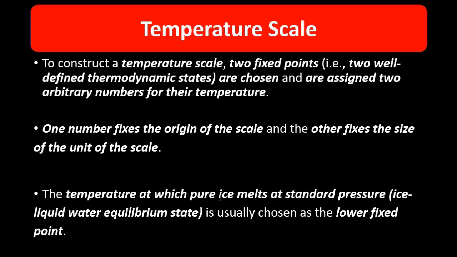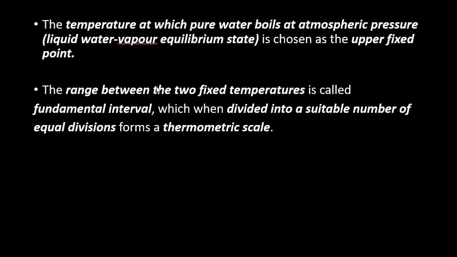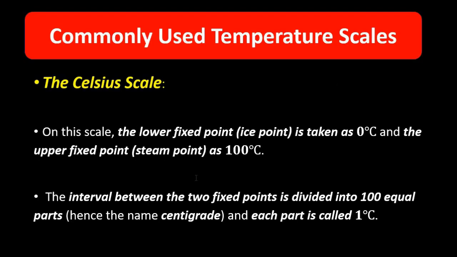The temperature at which pure ice melts at standard pressure is chosen as the lower fixed point, and the temperature at which pure water boils at standard atmospheric pressure is chosen as the upper fixed point, like I said. The two fixed points are divided into a suitable number of equal divisions, and that creates the thermometric scale. So there are different types of thermometric scales, temperature scales.